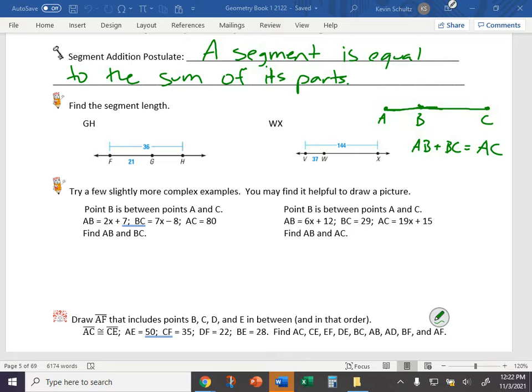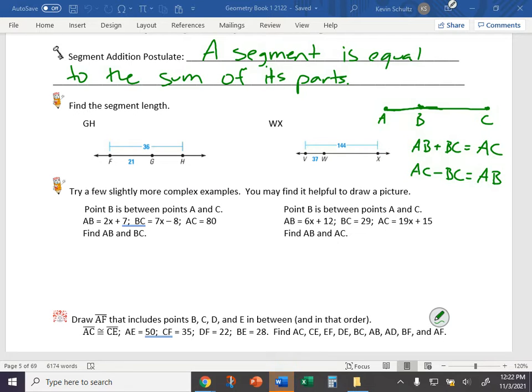If someone were to ever challenge you on this and you whipped out the SAP, that's what we call it in my geometry club, the segment addition postulate, they couldn't argue with you, right? There's no arguing this, okay? We can also use this to say that AC, which is the whole thing, minus BC would be equal to AB, right? The whole thing minus part of it equals the other part of it.